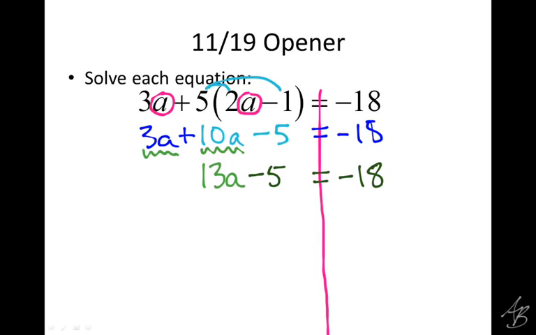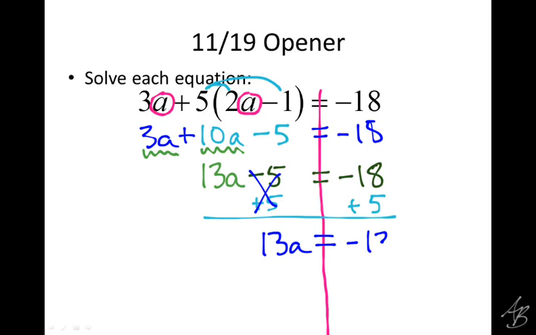Yeah, now we're just solving like we normally do. So add 5 on both sides to get rid of the minus 5. So that gives us 13A on the left. And on the right side, negative 18 plus 5 is negative 13. Okay, then what? Divide by 13. And on the left side, when those 13s cancel, we get A. On the right side, negative 13 divided by positive 13 is negative 1.